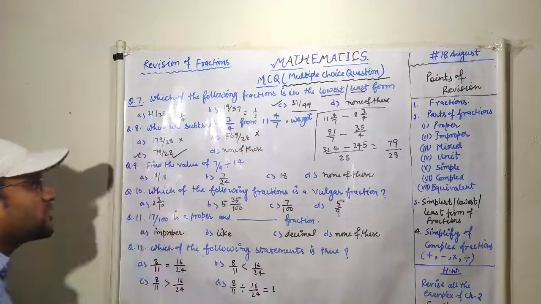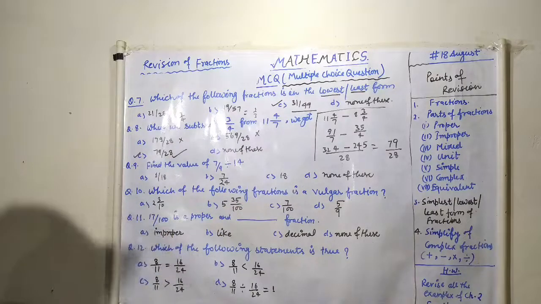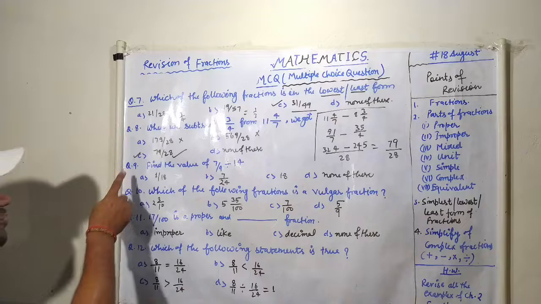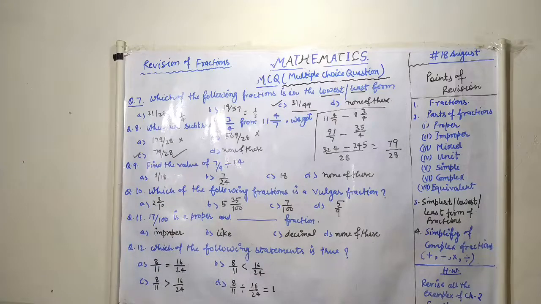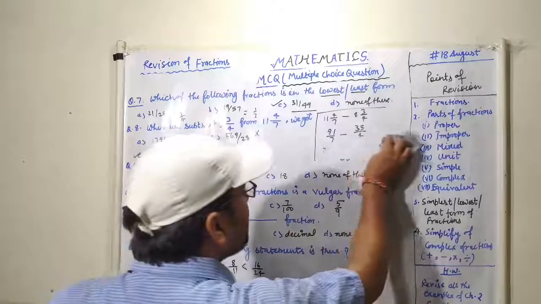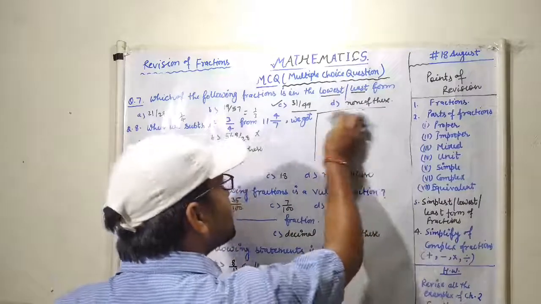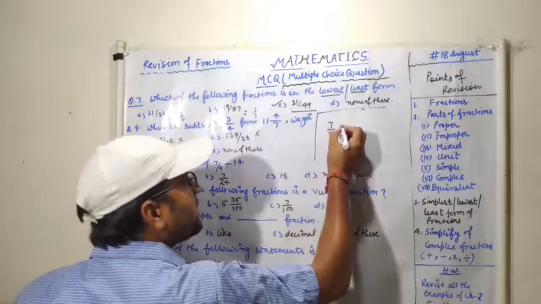In this case also option C, 79 upon 28 is your correct option for question number 8. Now question number 9. Find the value of 7 upon 9 divided by 14. Very easy, students. 7 upon 9 divided by 14.